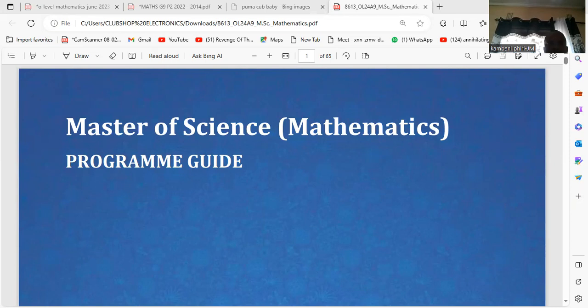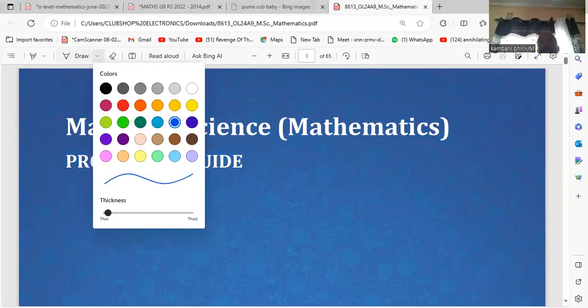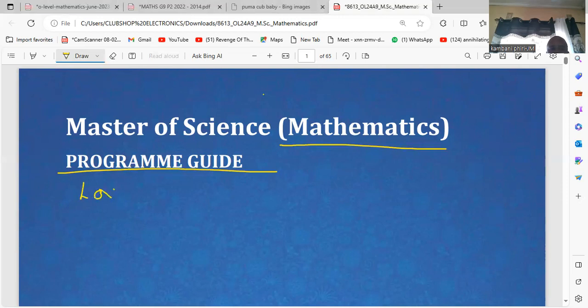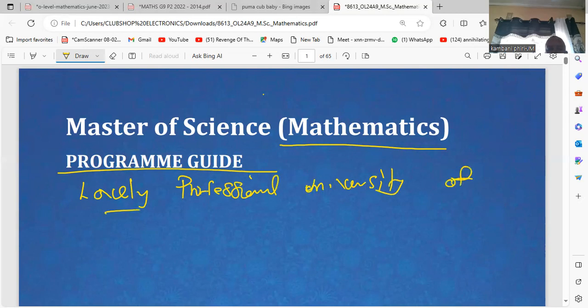Okay, so welcome to this presentation, where I just want to help someone who may be thinking of pursuing a Master of Science in Mathematics with a program guide. Now, this program guide, I must mention, is from Lovely Professional University of India in Punjab, all right?